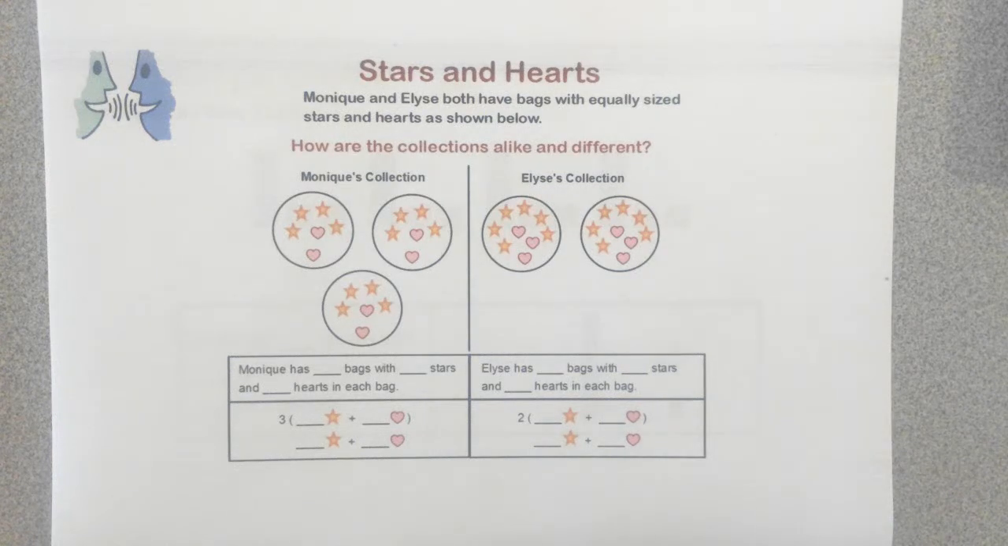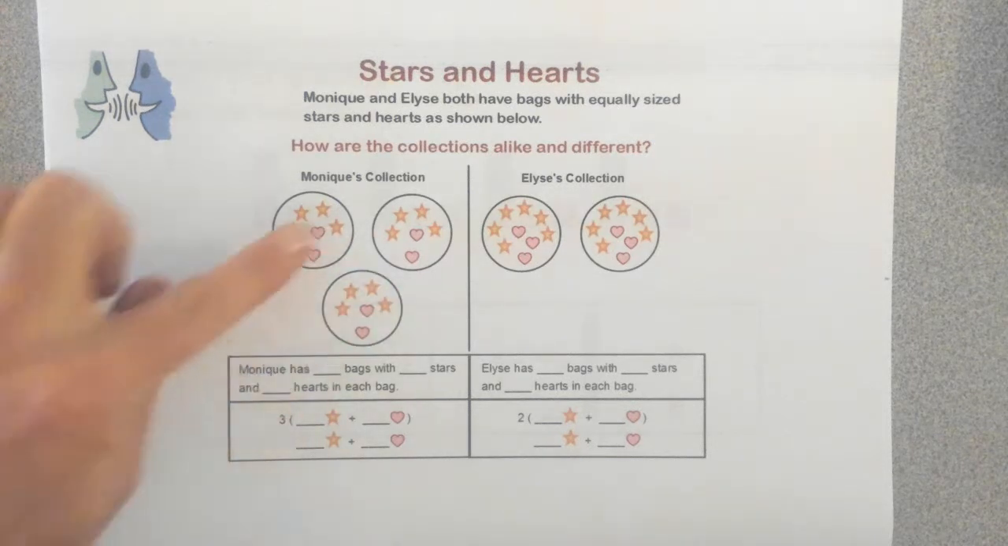Okay, here's a lesson on distributive property in case you missed out on something in class or you happen to be absent this day. We have this first example with stars and hearts. It says Monique and Alyssa both have bags with equally sized stars and hearts as shown below. How are the collections alike and different?